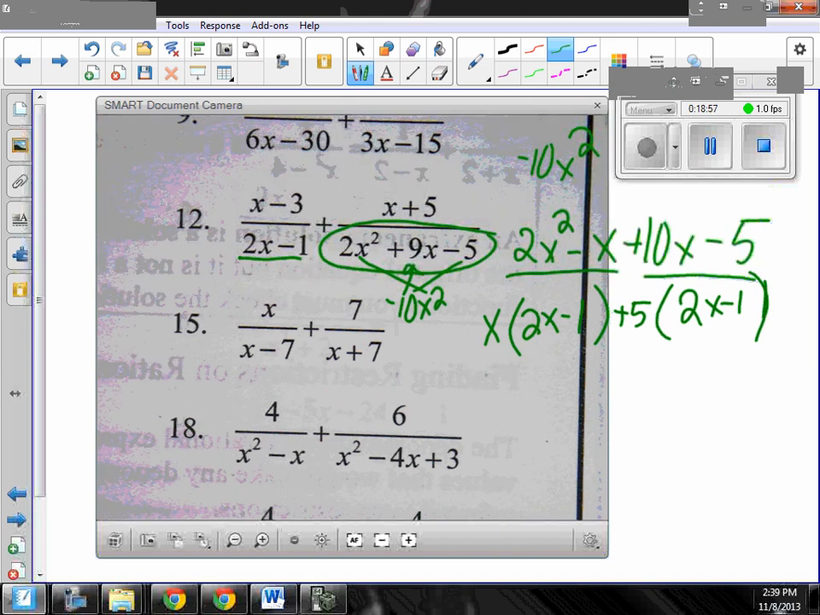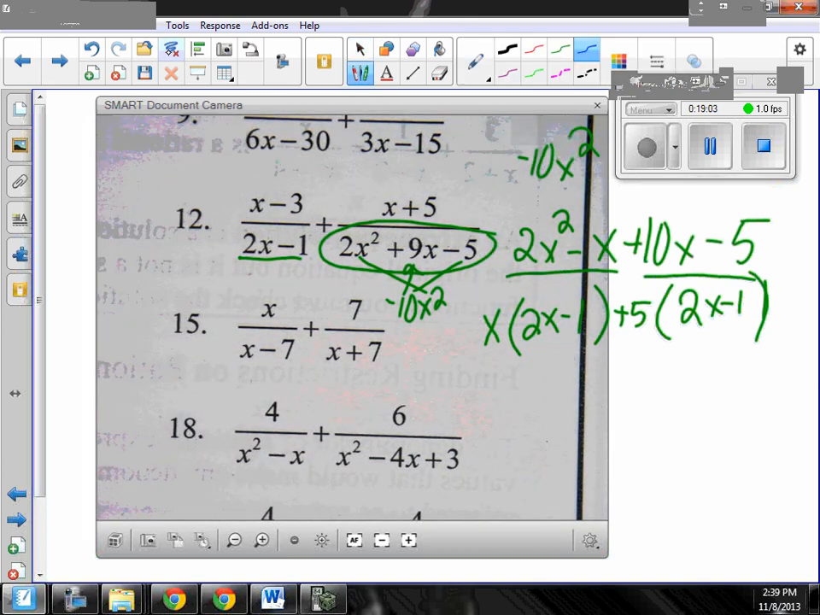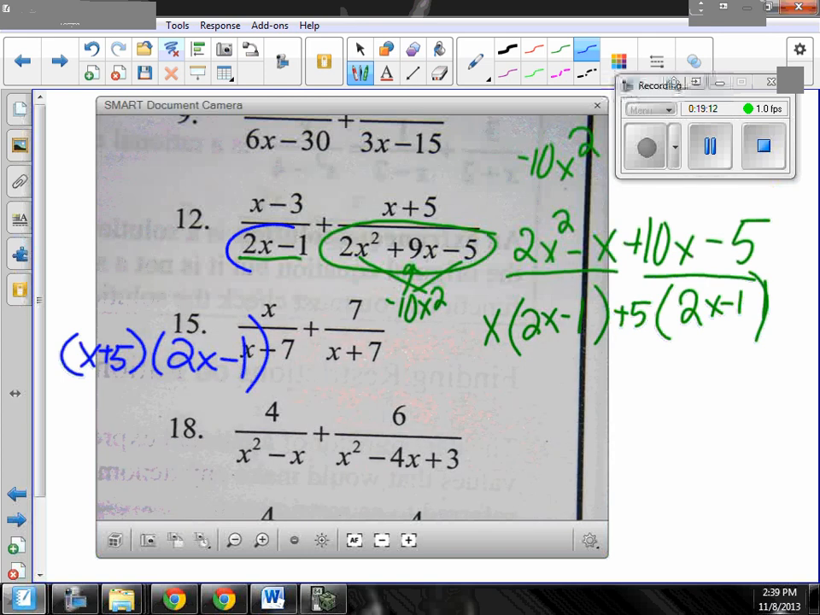So, what is my common denominator? So I need an x plus 5, and I also need a 2x minus 1. So what is the first set missing? An x plus 5. What is the second set missing? Nothing. It already has both of them.